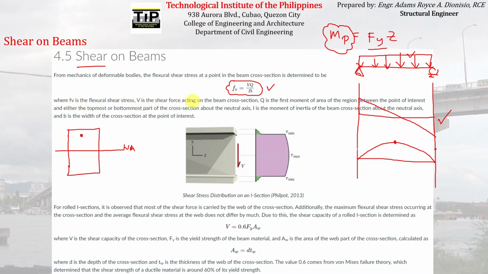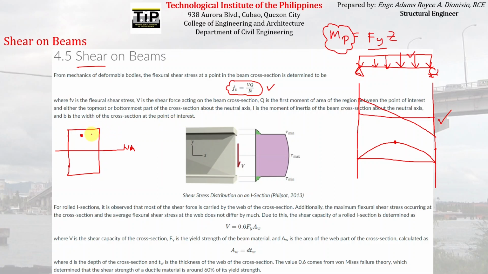V is the shear force acting on the beam cross section, Q is the first moment of area of the region between the point of interest and either the topmost or bottommost part of the cross section about the neutral axis, I is the moment of inertia of the beam cross section about the neutral axis, and b is the width of the cross section at the point of interest.